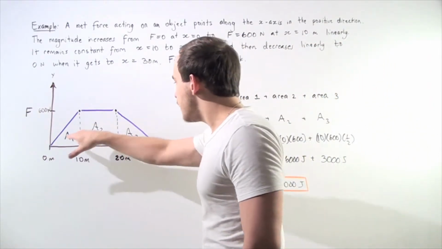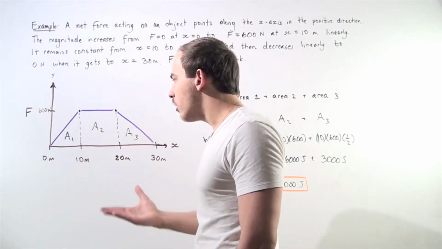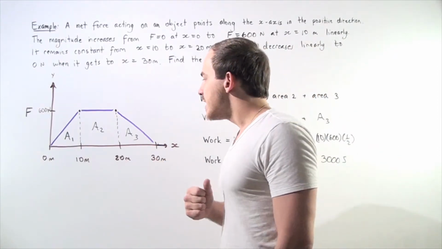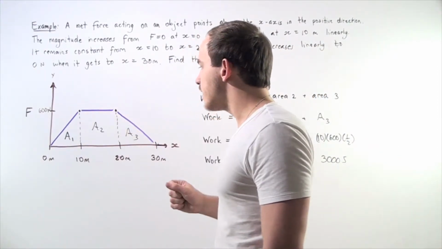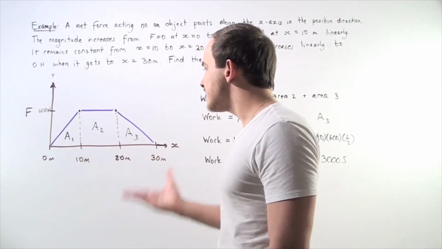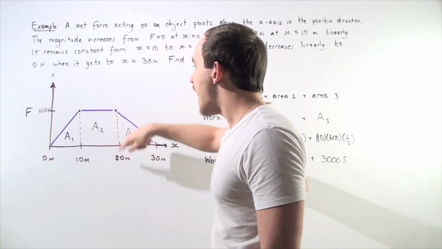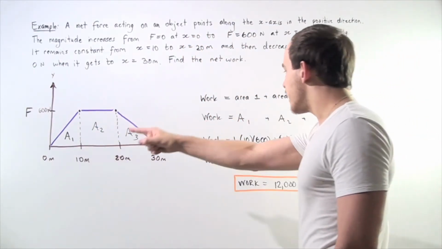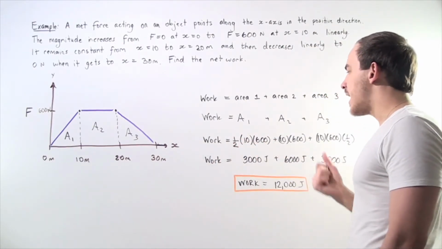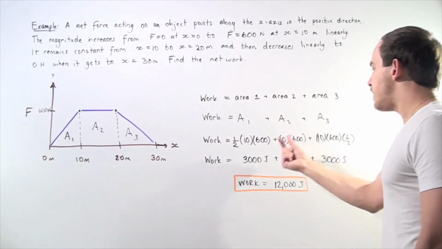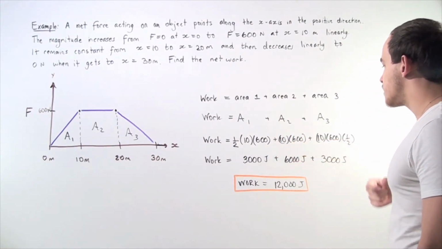So notice that these two are triangles, and the formula of a triangle is simply 1/2 base times height. Now the area of our rectangle is base times height. So in each case our base is 10, and in each case our height is 600. So we have area 1 is the triangle, 1/2 base times height, so 10 times 600. Then our rectangle is simply base times height, so 10 times 600.